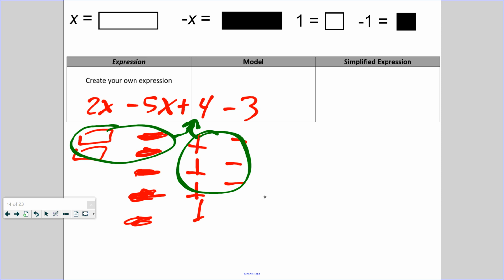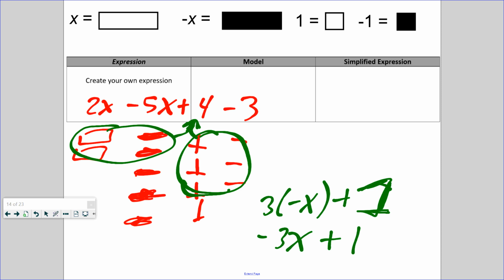So we are left with 3 groups of negative x plus, this is 0 pair, so plus 1, or negative 3x plus 1.